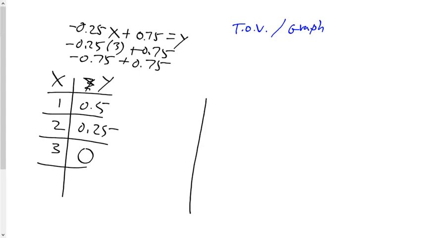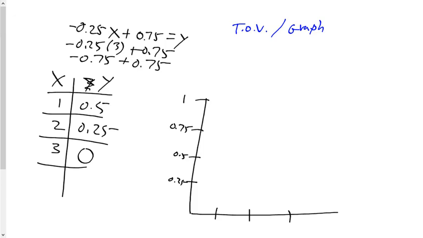Once we have that table of values, you're going to graph it. Your x-axis only needs to be in the positives. Your y-axis only needs to be in the positives. So 1, 2, 3. We got to go from 0 to 0.5. You know what I'm going to do? I'm going to go crazy. 0, 0.25, 0.5, 0.75, and 1.